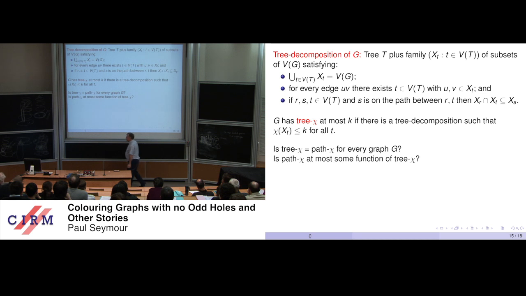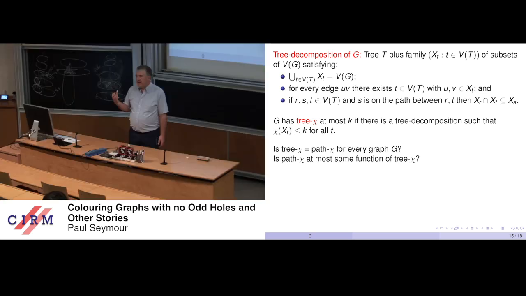Second question, is path chi bounded above by some function of tree chi? If tree chi is small, if tree chi is 2, is path chi bounded? I also can't prove that. So I'm really far from knowing anything about these parameters. They might always be equal. I can't even prove there's any connection between them.